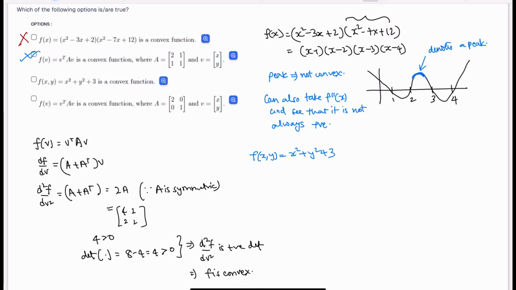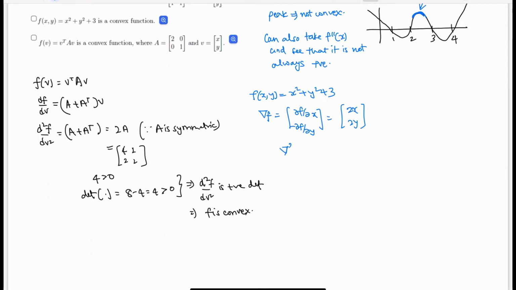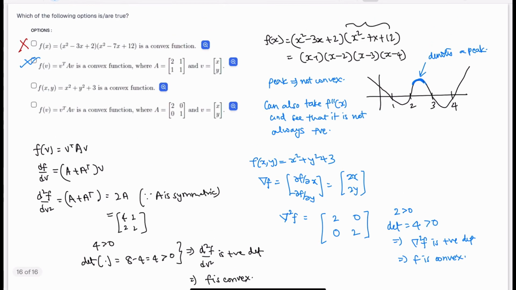So in the third option, we have x square plus y square plus 3. That is a function f. So the gradient will be nothing but the vector of partial derivatives, right? So it will be 2x and 2y respectively. Now we also have to look at the double derivative, which is the Hessian. So we have to take the derivative of 2x and 2y separately. 2x with respect to x is 2, 2x with respect to y is 0. Similarly, 2 is positive, the leading coefficient is positive, and the determinant is also positive. And similarly to the previous example, we can say that f is again convex.